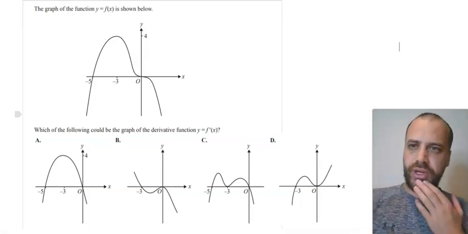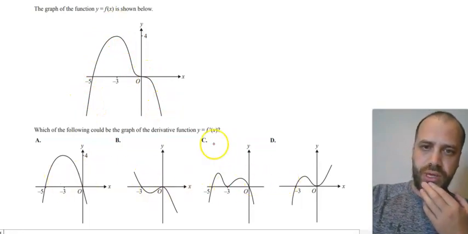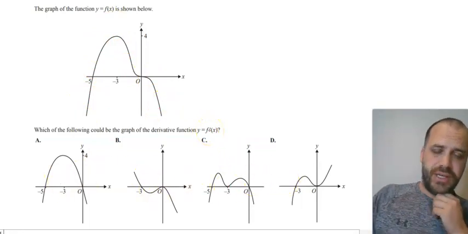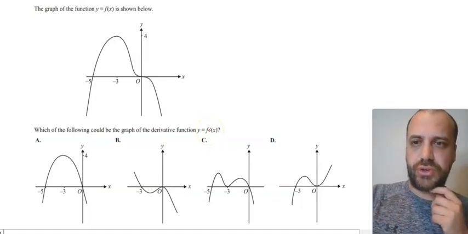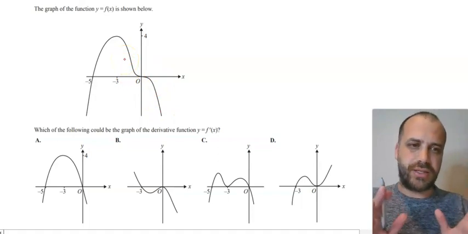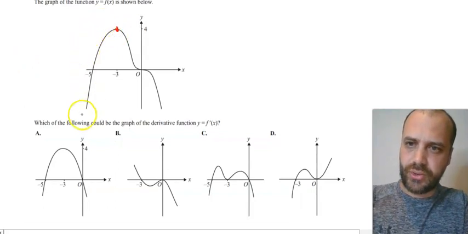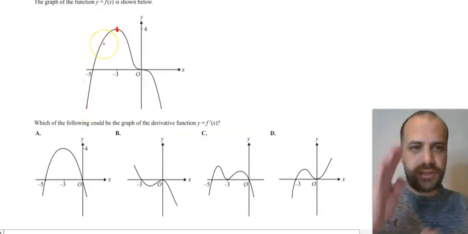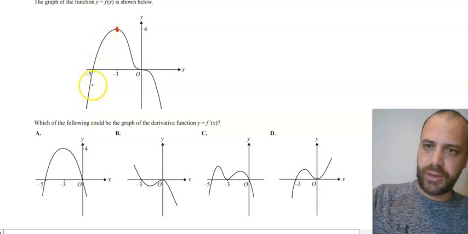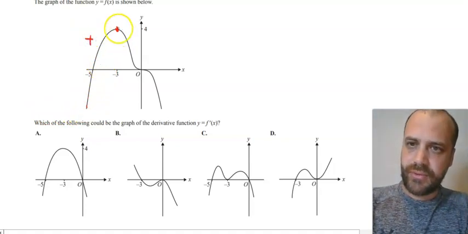All right, let's solve it. We've got a function f of x here, and we're trying to find out which of these 4 is f dash of x. Remember that f dash of x tells you the gradient of this original function. So we really just need to think about the gradient of this function. From this point here, the gradient is positive, right? We're going uphill. So positive gradient. Now, all the rest of this stuff is a negative gradient.